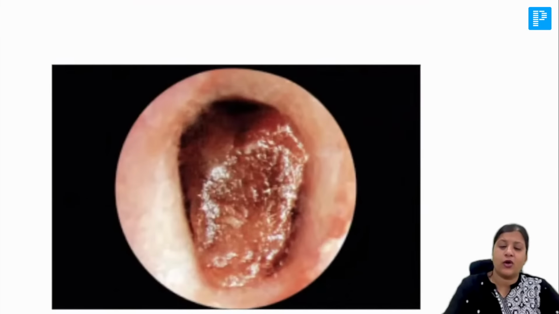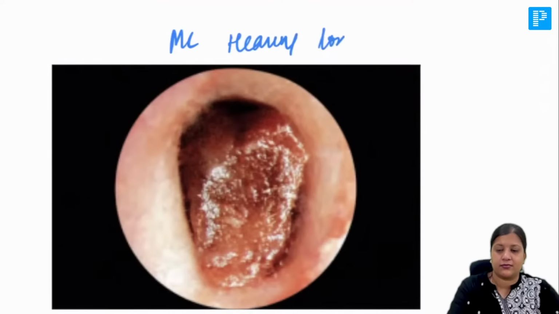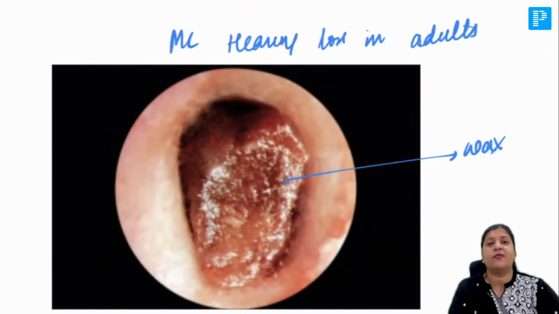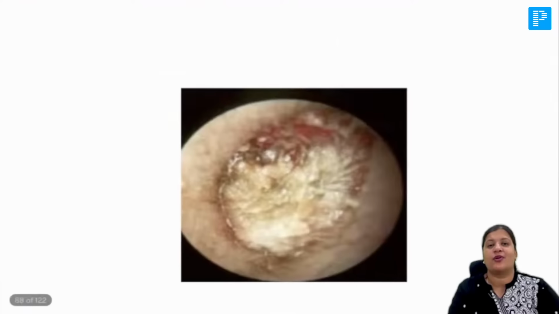Now, most common cause of hearing loss in adults is because of what? It is because of ear wax. And if they give you this image where you see this brownish color plug in the external auditory canal, then it is a wax, which is the most common cause of hearing loss.